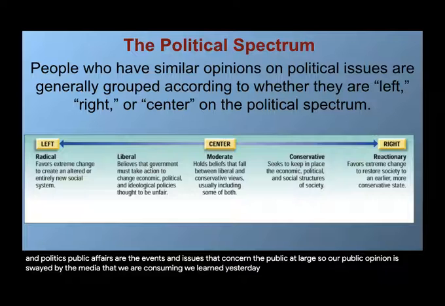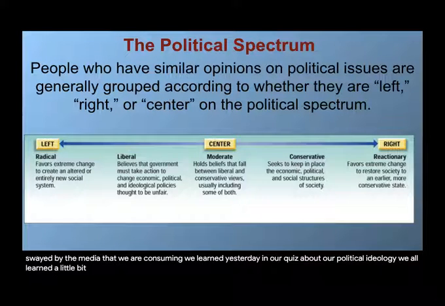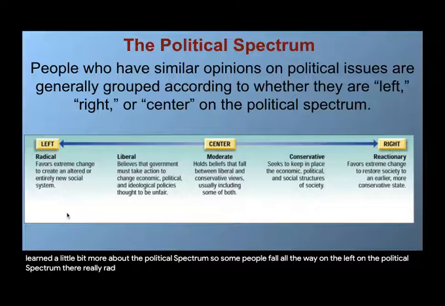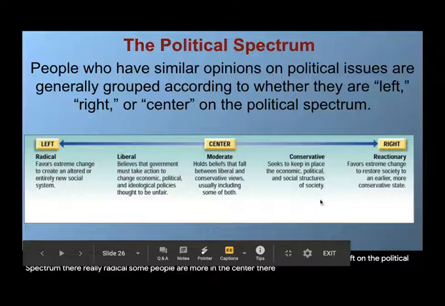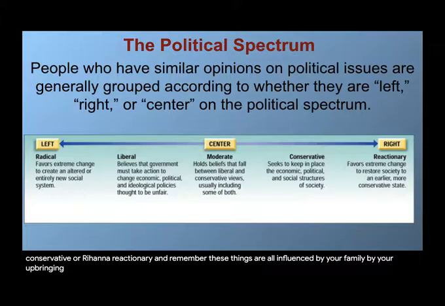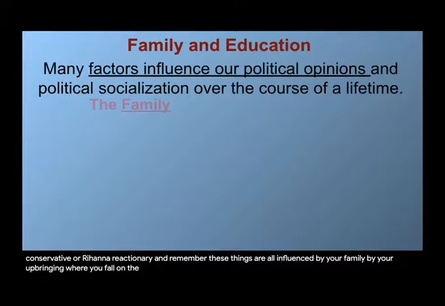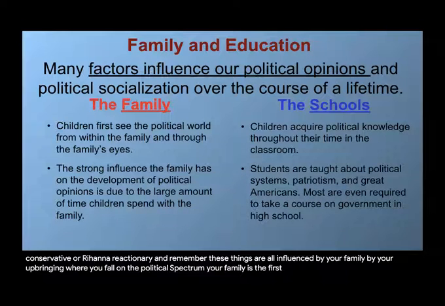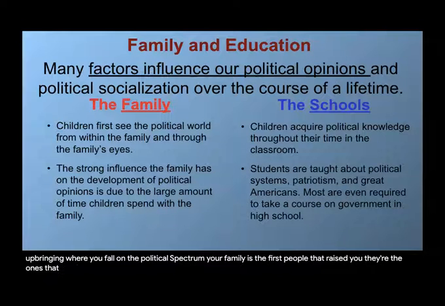As we learned yesterday in our quiz about our political ideology, we learned a little bit more about the political spectrum. So, some people fall all the way on the left on the political spectrum. They're really radical. Some people are more in the center, they're moderate, and some people are more conservative or reactionary. And remember, these things are all influenced by your family, by your upbringing, where you fall on the political spectrum. Your family is the first people that raise you. They're the ones that teach you right from wrong.